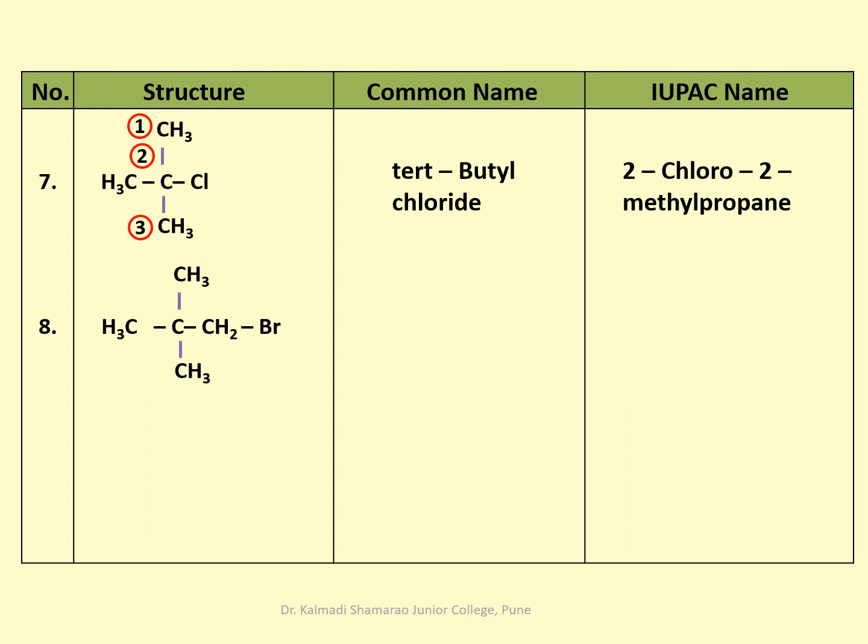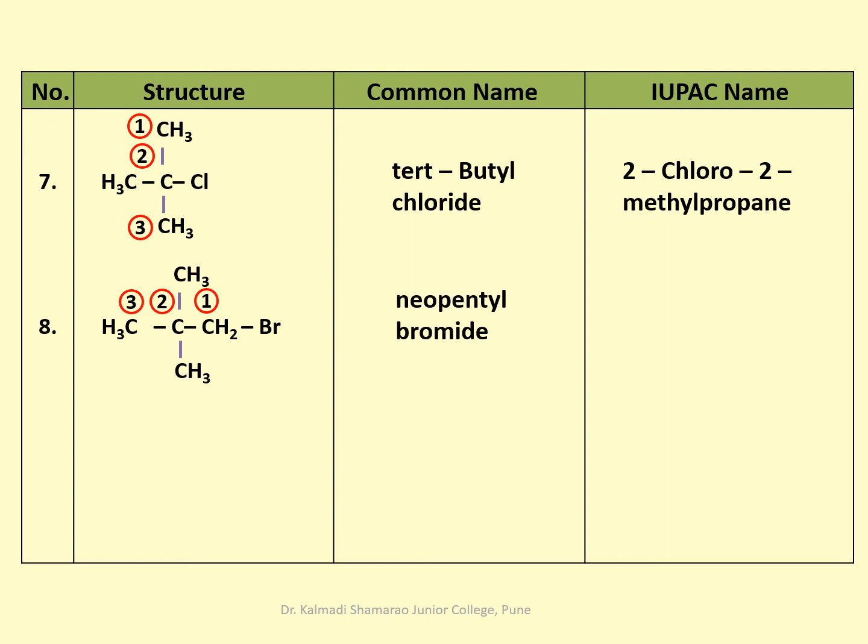In this compound, there are 5 carbon atoms, so it is a pentyl group. Can you see a quaternary carbon atom? A carbon which is attached to 4 other carbon atoms is called a quaternary carbon atom. So the common name of the compound starts with neo. Neopentyl bromide.